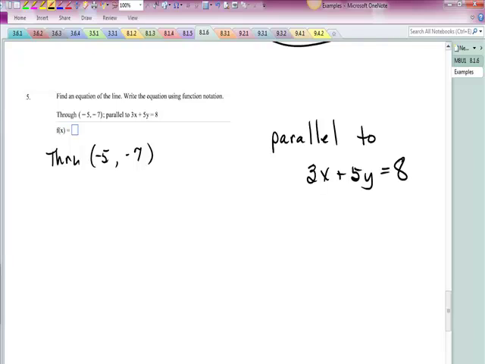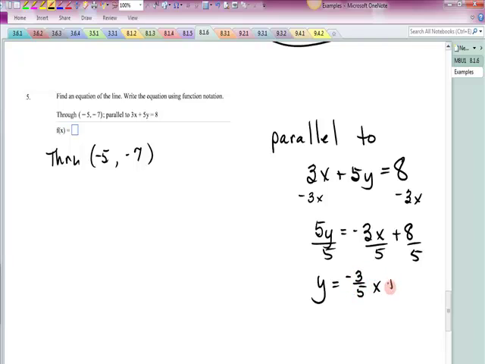If two lines are parallel, they have the same slope. So if I know the slope of this line, I will know the slope of my line. We need to get it in y equals format. Subtract 3x. I have 5y is equal to negative 3x plus 8. Divide by 5. And I have y is equal to negative 3/5 x plus 8/5. There's the slope of that line. Because they are parallel, that's the slope of my line.